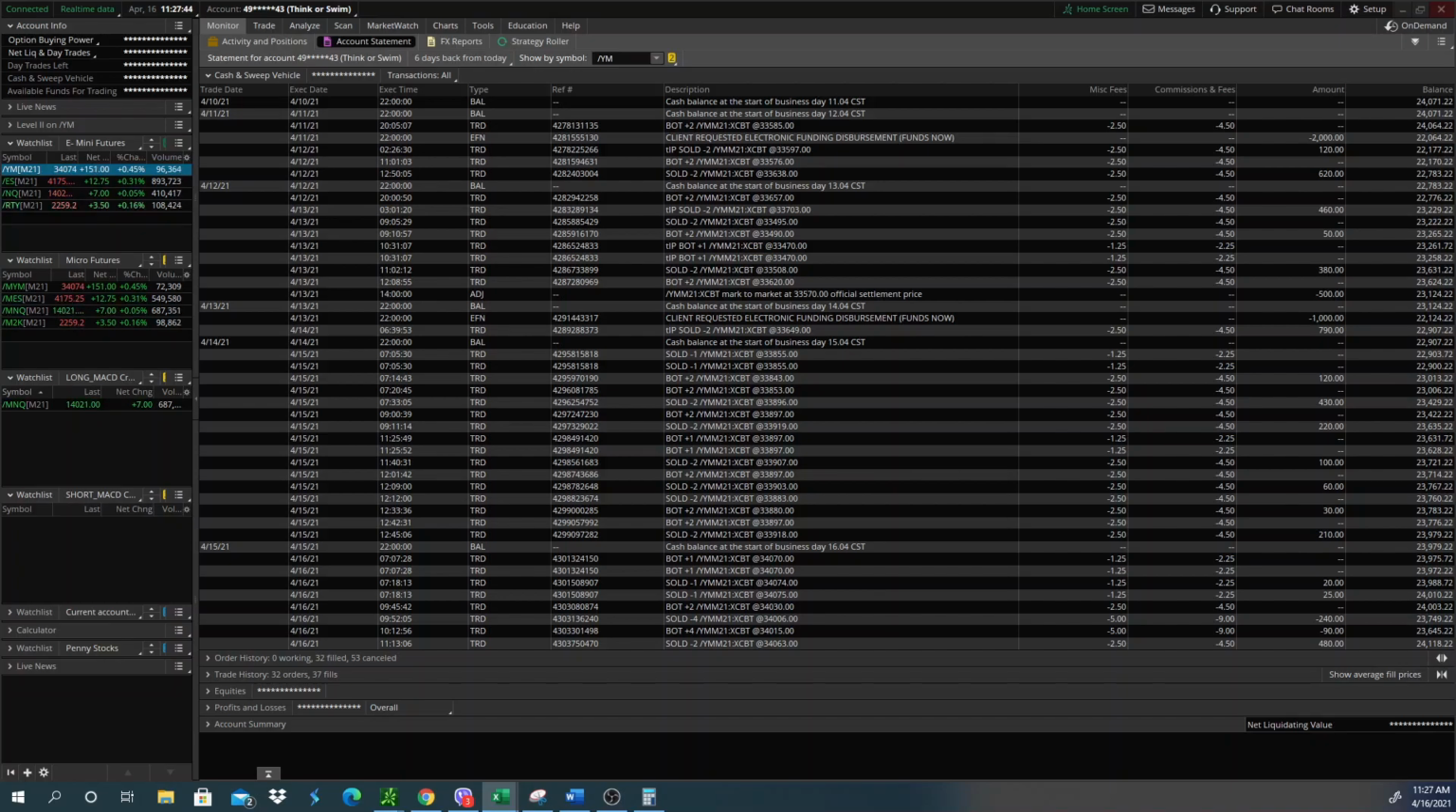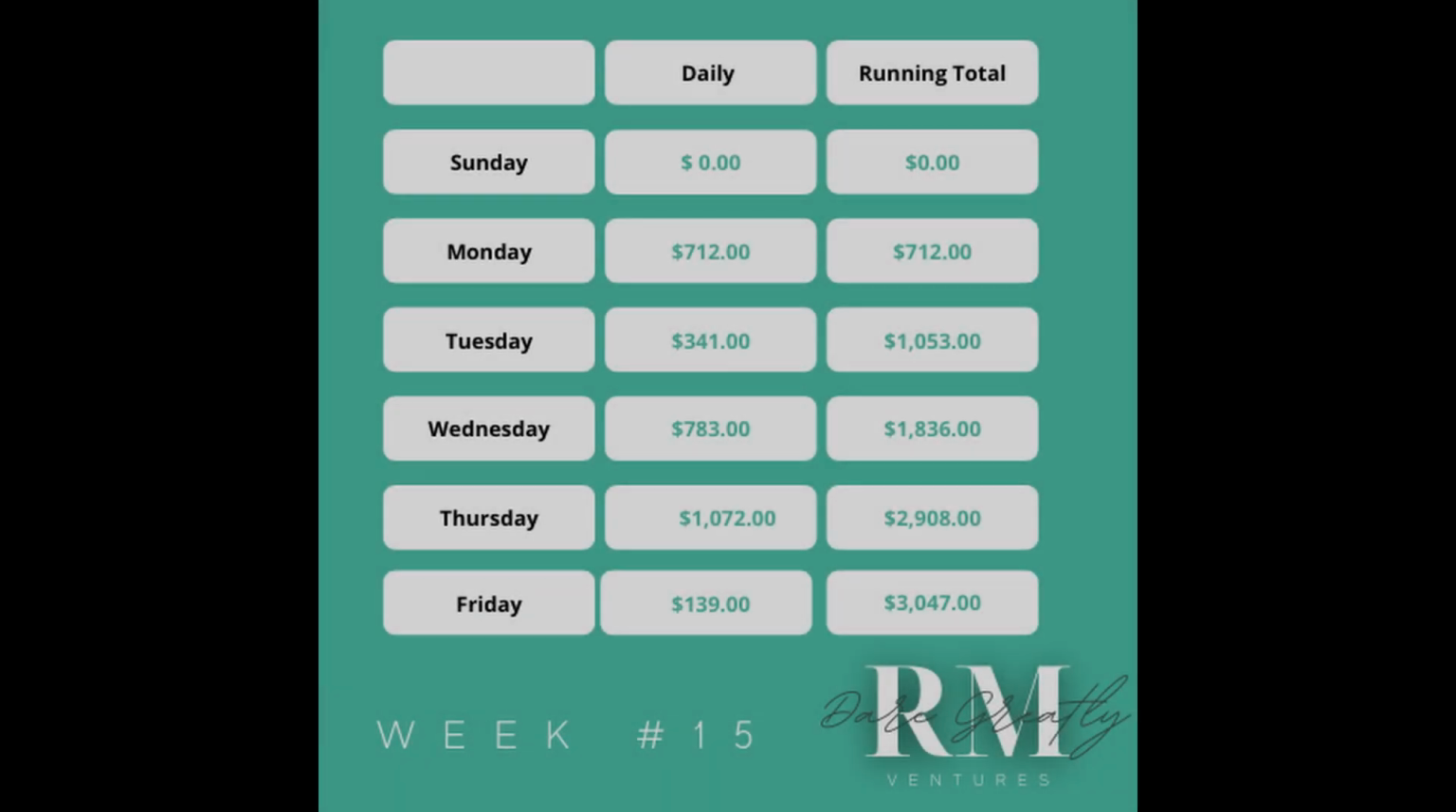Previously, I've made more on previous weeks, but that was a mixture of either some equities that I had from over a year ago from back in the day when I was day trading stocks, or just basically returning from a huge margin call on some contracts that I had open. But I would say this was a very solid week. We made $3,047 this week.